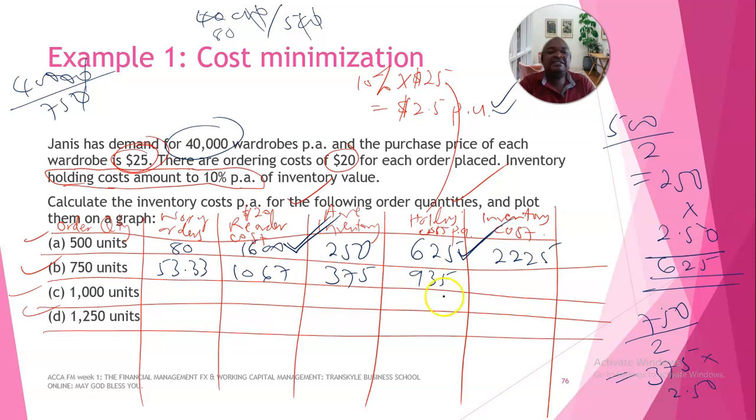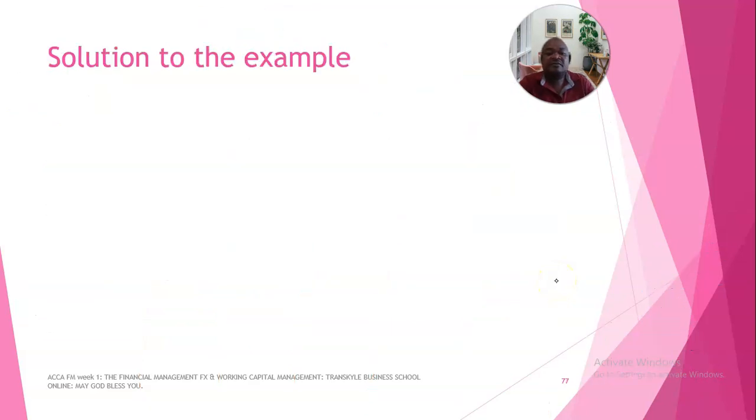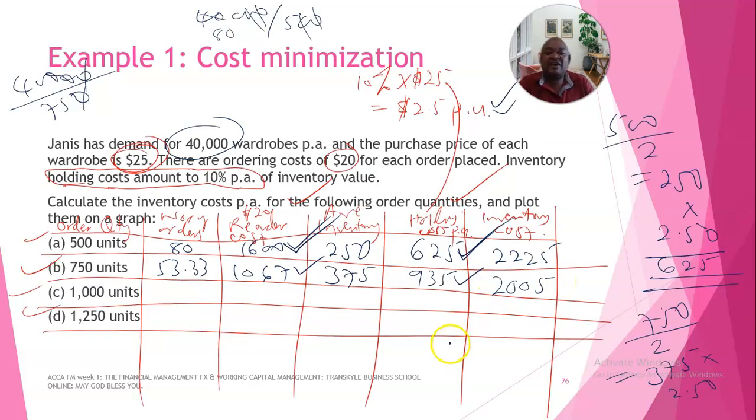All right, and then the inventory cost will take the figure of the reorder cost and the holding cost, and these are added together to come to 2005.